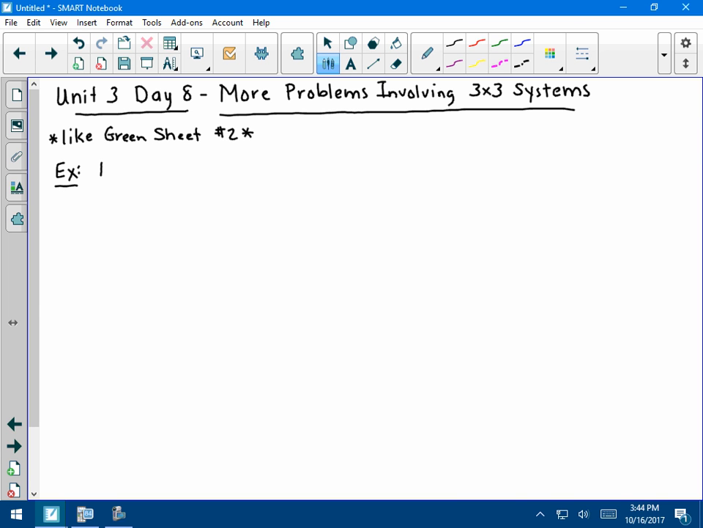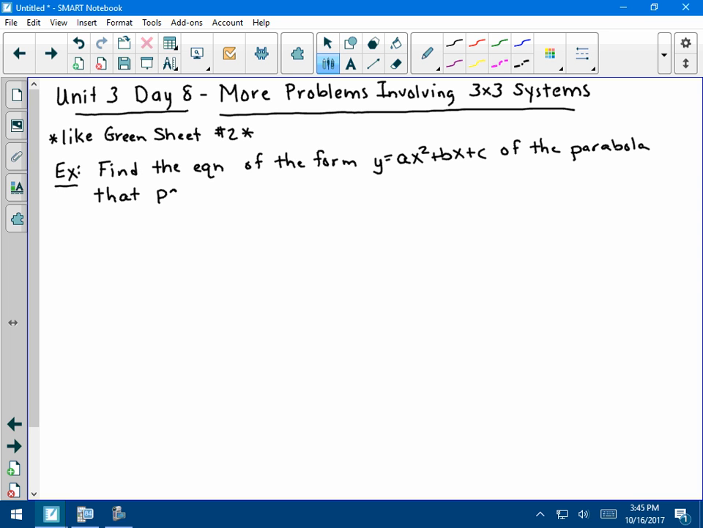And the example is, find the equation of the form y equals ax squared plus bx plus c of the parabola that passes through the points (1, 6), (3, 20), and (-2, 15).